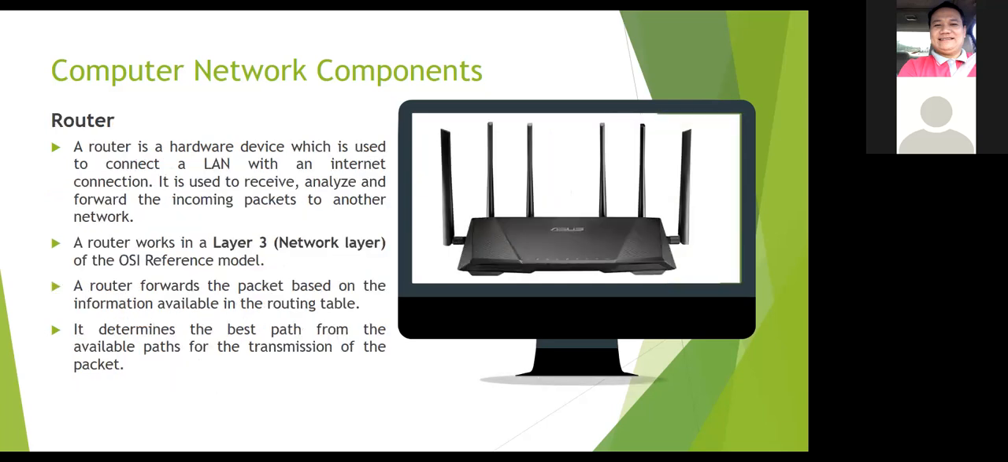The next one will be the router. A router is a hardware device which is used to connect a LAN with an internet connection. It is used to receive, analyze, and forward the incoming packets to another network. A router works in layer 3 or network layer of the OSI reference model. A router forwards the packet based on the information available in a routing table. It determines the best path from the available paths for the transmission of the packet.